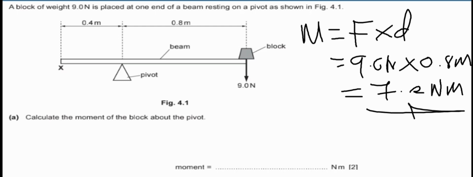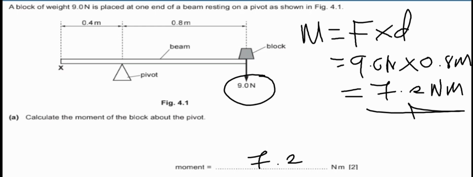Now, on this part of the answer, they have included the units for us, so we just need to write 7.2. That's all. The next question, B, says the volume of the block is 0.00018 meter cubic. Calculate the density of the block, giving your answer in kgs per meter cubic. Take gravitational field strength as 10 newtons per kg.